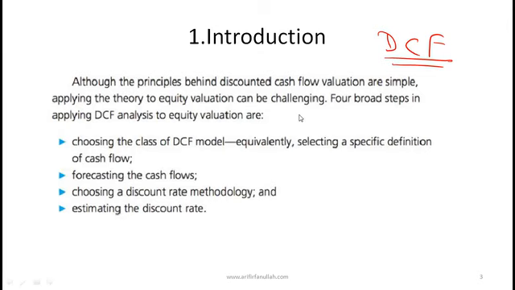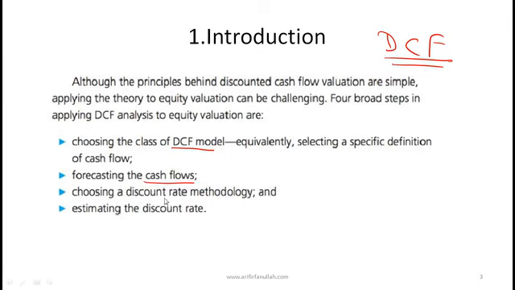So four broad steps. First we need to choose what discounted cash flow model we are using. The point here is that we might have models based on dividends. We might have models based on free cash flow to firm, free cash flow to equity. We might have a model based on residual income. So we need to figure out which model. Then for that model, we need to forecast the cash flow. Okay, so it sounds simple in theory, but in practice, coming up with these cash flows can be tricky.